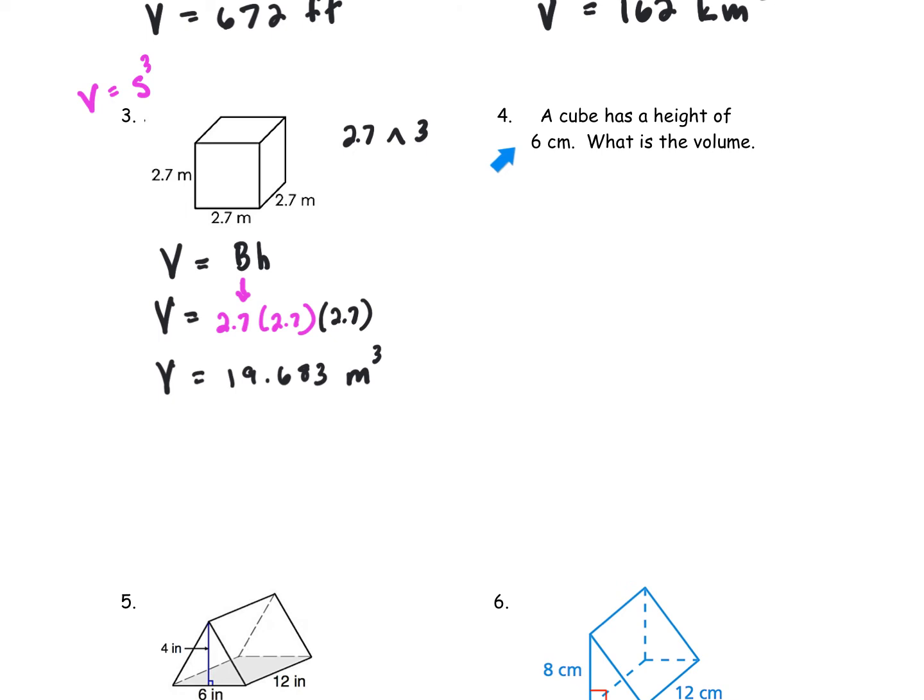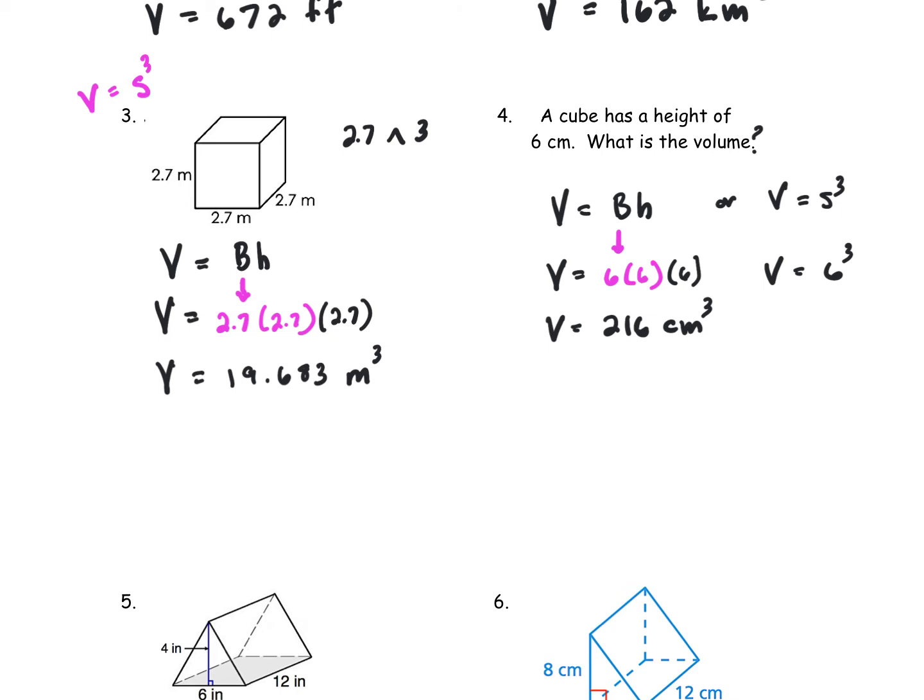So number 4 is just a description of a cube, but you have all the information you need. A cube has a height of 6 centimeters. What is the volume? So would you please take a moment and work on this and then look back at the answer. And you could have used the general formula, or because of the cube being unique, all the measurements are the same, you could have chosen to use the specific formula if you choose. So now let's go on to the next page.